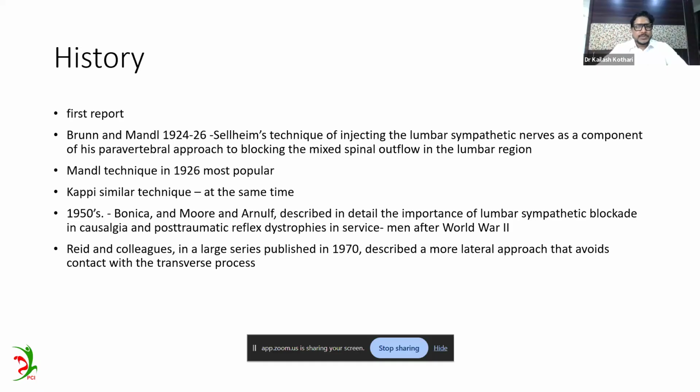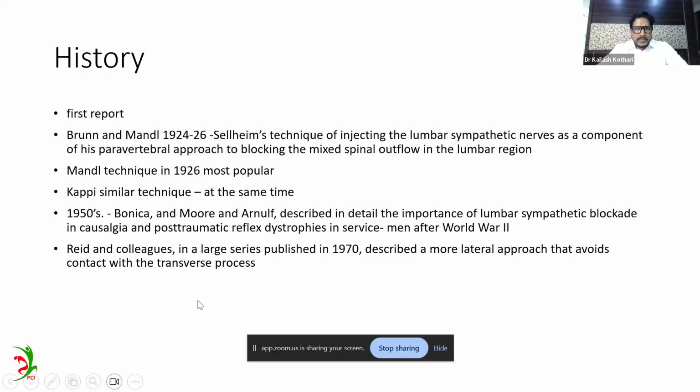It is a blind procedure, and during World War II, this became more commonly used with Bonica and Moore and Arnoff, because people who got injured during the war were treated with sympathetic block for causalgia and post-traumatic reflex dystrophies. Now we call it CRPS. And Reid and colleagues published a large series in 1970 for a more lateral approach to avoid contact with the transverse process. So you see, this is a very age-old technique.